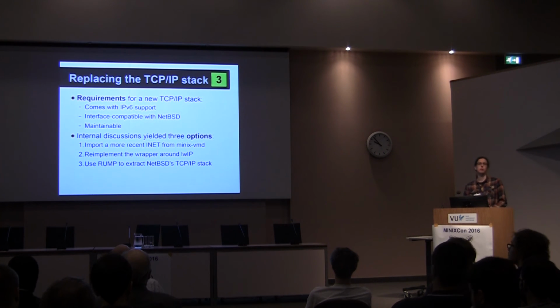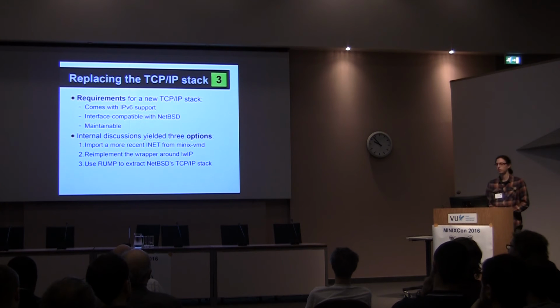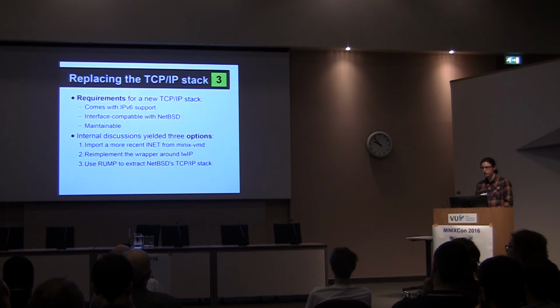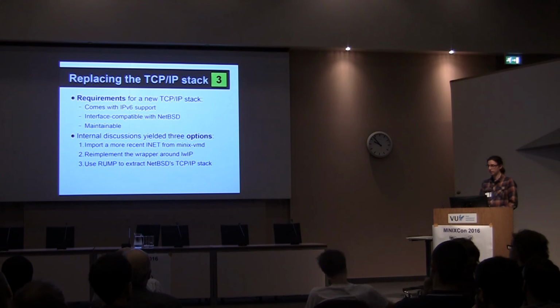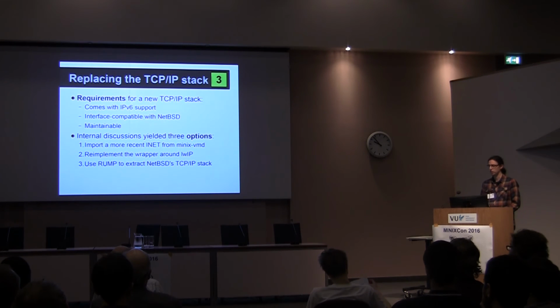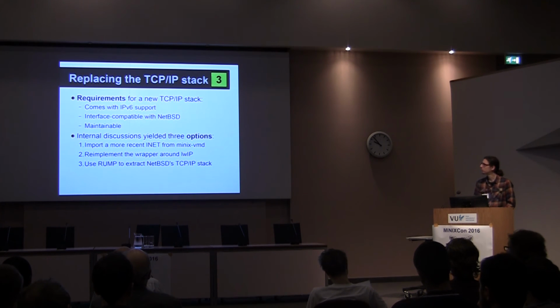Over the years we've been discussing possible options here, and this has given us 3 options. One would be to import a more recent version of the same INET server from its home, which is MINIXCon. We'll talk about that later today. However, I think this would not give us the interface compatibility with NetBSD that we are looking for. The second option would be to, well, let me put it this way.